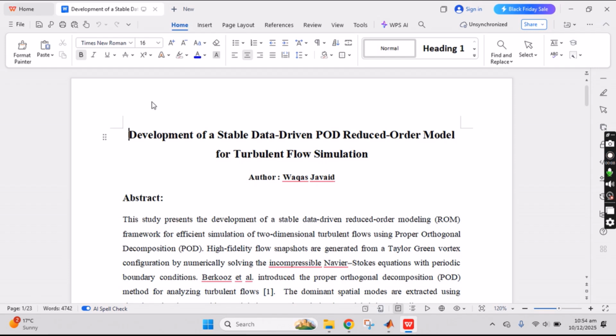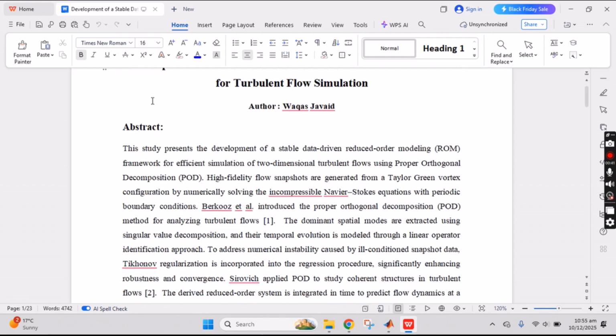Okay, so this article is related to the development of stable data-driven POD. POD means reduced order model for the turbulent flow simulation. Basically, POD means proper orthogonal decomposition, and development of stable data-driven POD means we are going to make the data-driven proper orthogonal decomposition stable for the reduced order model for the turbulent flow simulation.